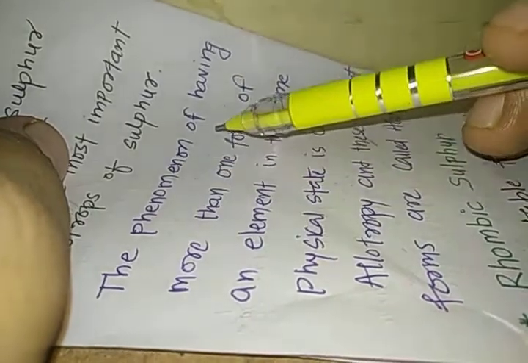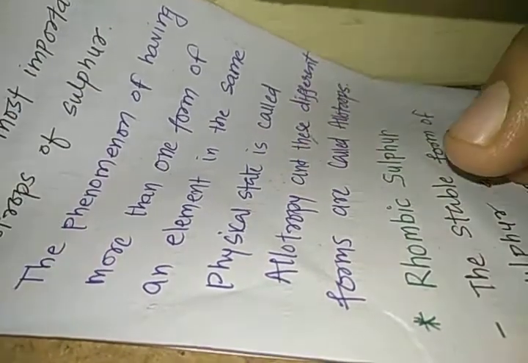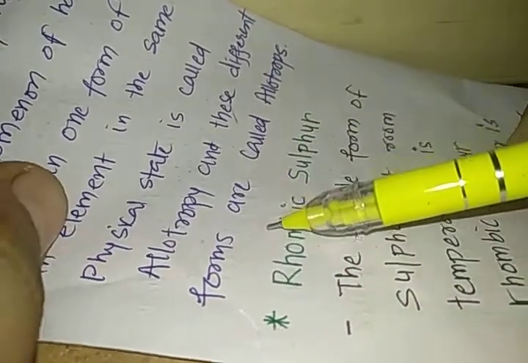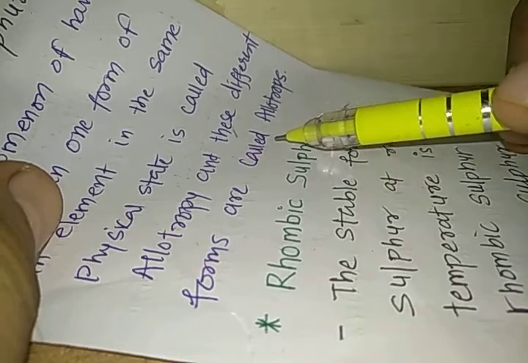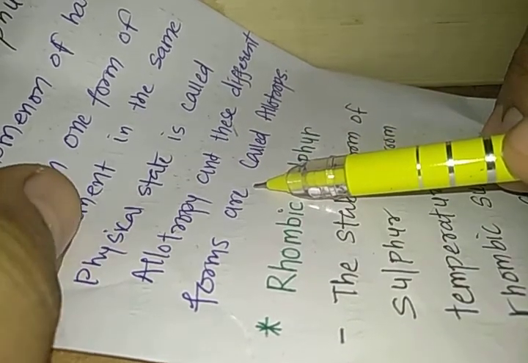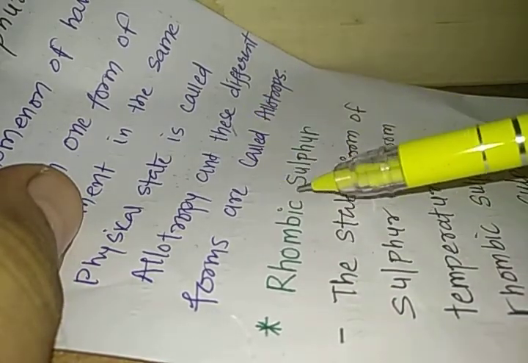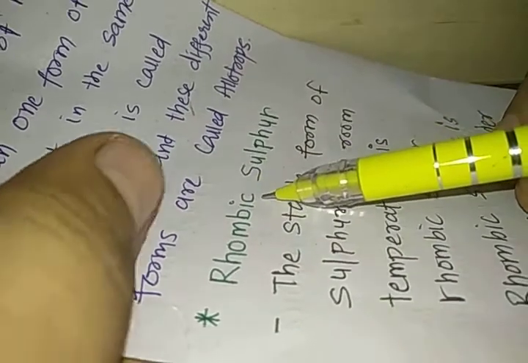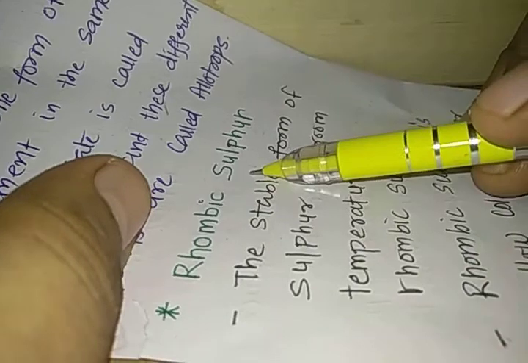The phenomenon of having more than one form of an element in the same physical state is called allotropy, and these different forms of the same element in the same physical state are called allotropes. So rhombic sulfur and monoclinic sulfur are considered allotropes of sulfur. Now the first allotrope that we need to study is known as rhombic sulfur.